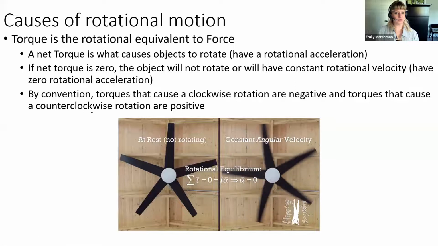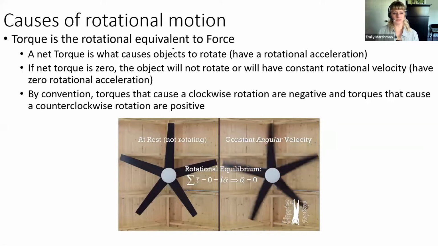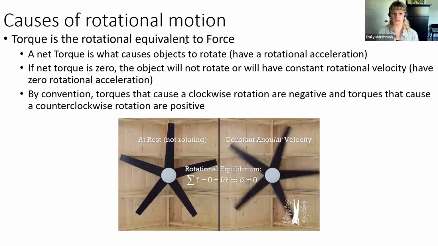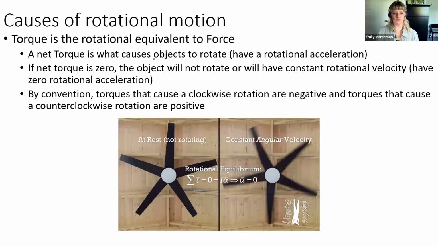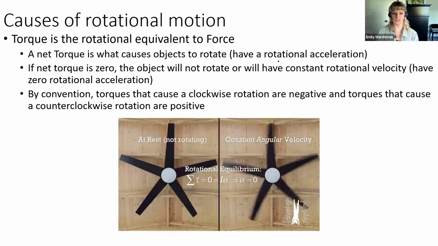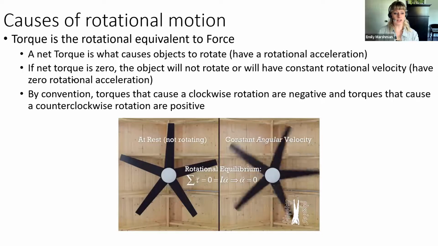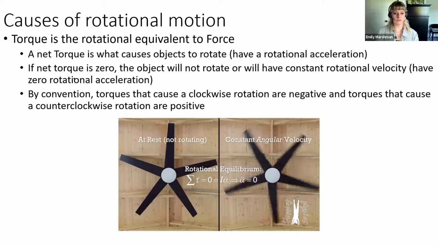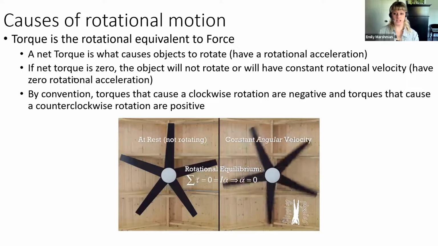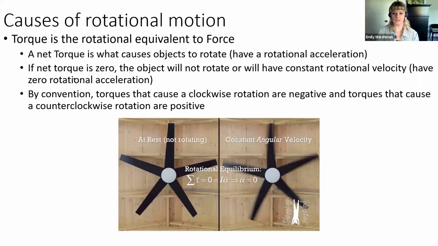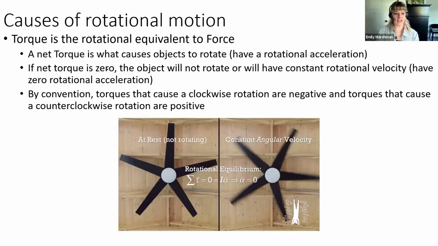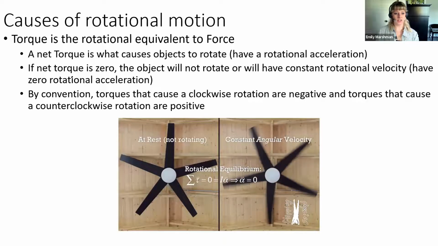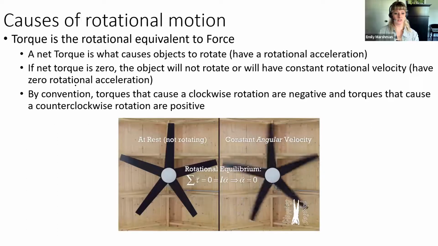And as we mentioned, torque is the rotational equivalent to force. A net torque is what causes objects to rotate or have a rotational acceleration. If the net torque acting on an object is zero, the object will not rotate at all, or it will have a constant rotational velocity. If the net torque on the object is zero, it has zero rotational acceleration.